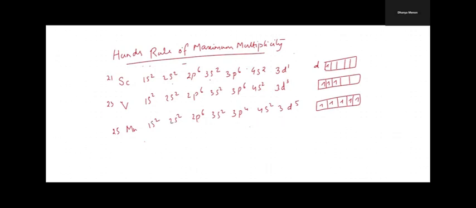Now coming to iron, 26. 1s2, 2s2, 2p6, 3s2, 3p6, 4s2, 3d6. So here 1, 2, 3, 4, 5, and the sixth electron. Now the pairing will start. This is the way they pair up.